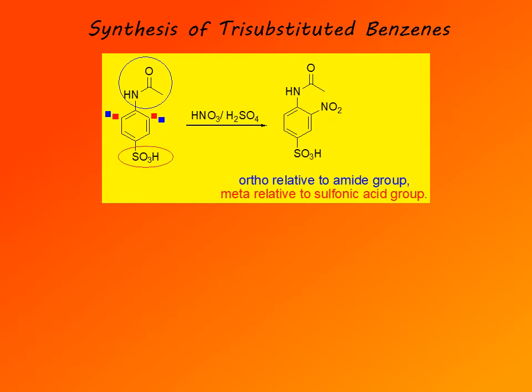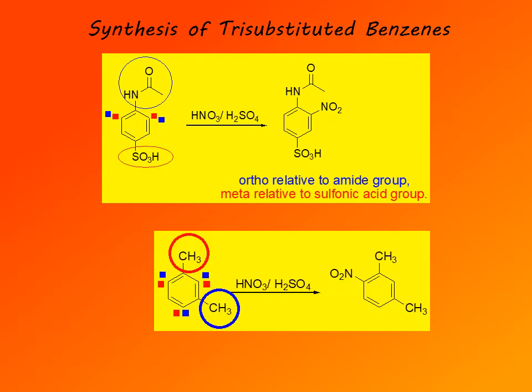The sulfonic acid group is meta-directing. It's circled in red, and its directing effect, meta positions relative to itself, is shown by red squares. We can see that both substituents direct the incoming substituent to the same positions of the benzene ring. So, for example, nitration will occur in such a way that the incoming nitro group ends up ortho relative to the amide group and meta relative to the sulfonic acid group. So, in this case, the two substituents reinforce each other in terms of directing effects.